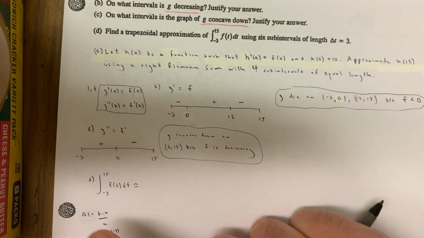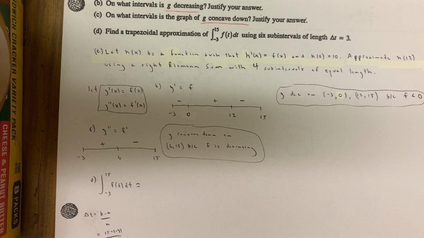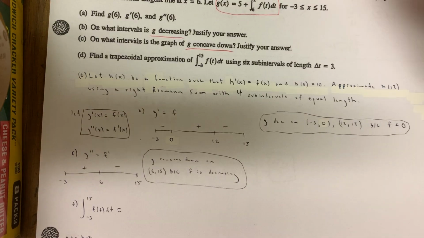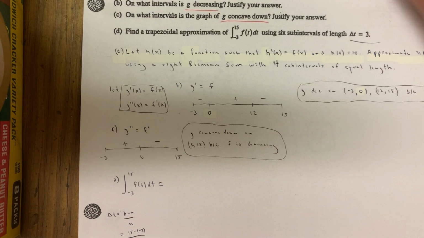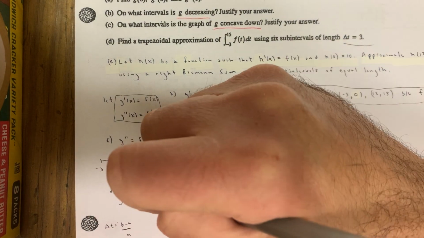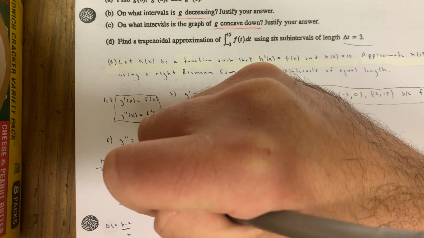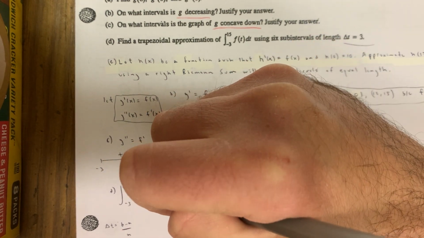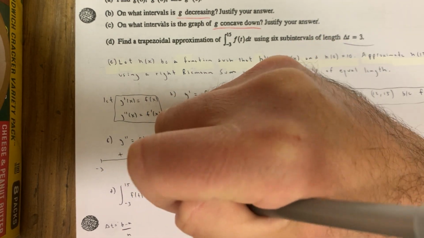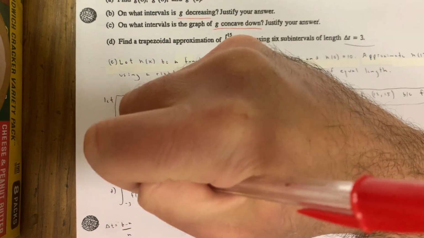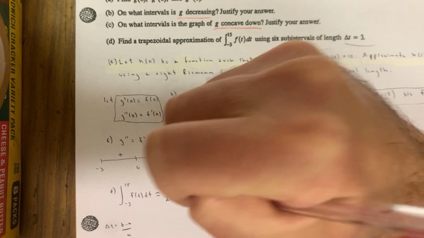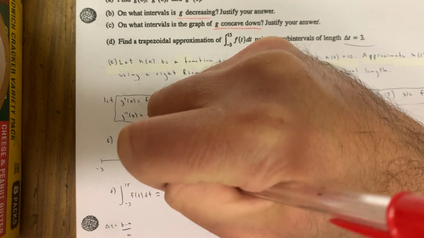They don't always tell you what it is. Sometimes you have to calculate it. But if it's 6 subintervals of equal length, and here they say of length delta t equals 3, so essentially it's the same thing as equal length. Now you could do the expansion. Remember, the trapezoidal expansion always starts with 1/2 times your delta t or your delta x, whatever it might be. This 1/2 is just from the formula for the area of a trapezoid, and this 3 right here is your delta t.